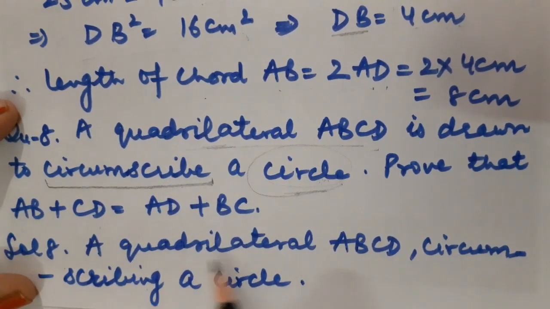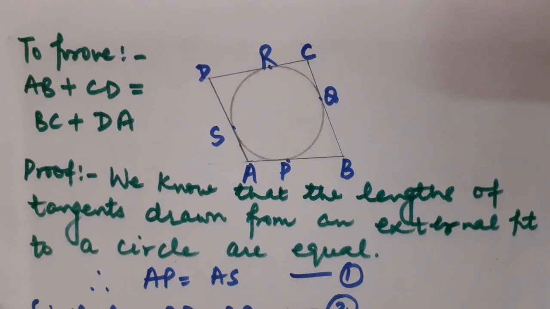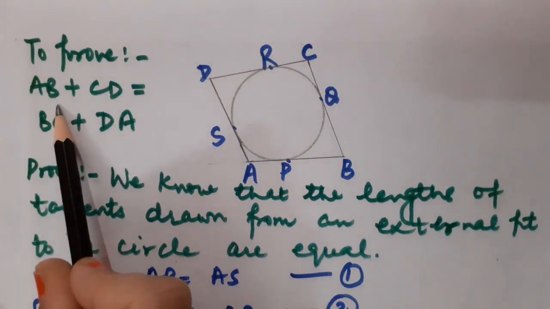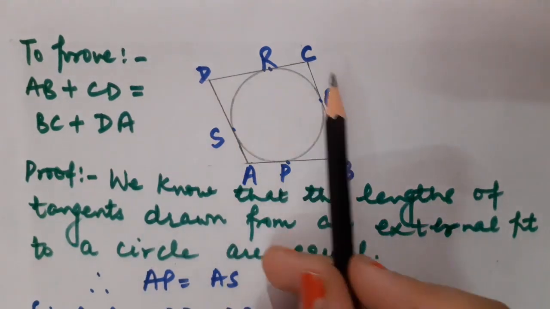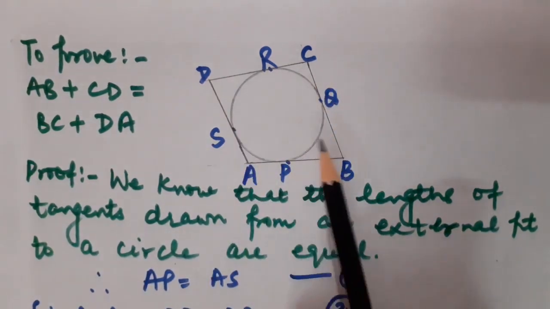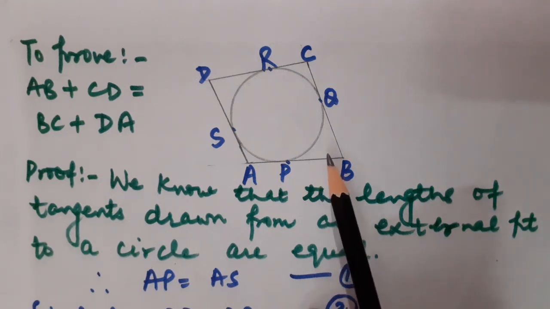What is given? A quadrilateral ABCD circumscribing a circle. This has been given to us. And what we have to prove? We have to prove that AB plus CD is equal to BC plus DA. Children, just look at this diagram. Sometimes the children have to make this diagram themselves, or sometimes it is given in the question itself.